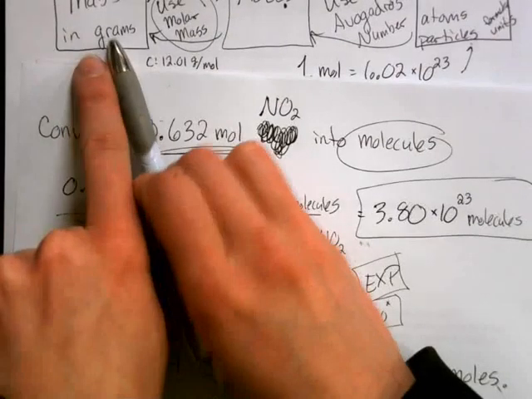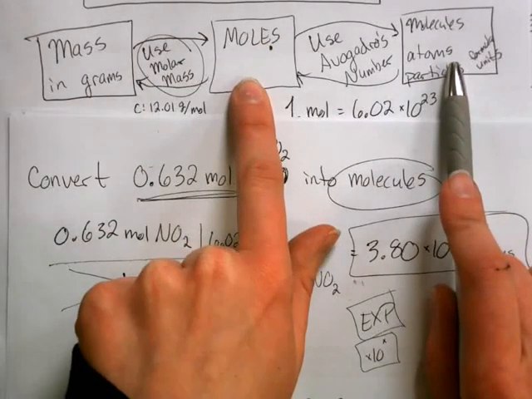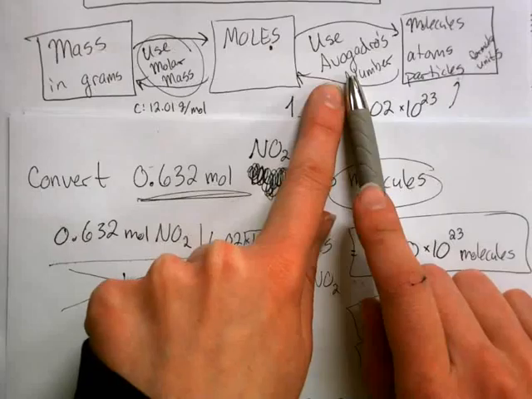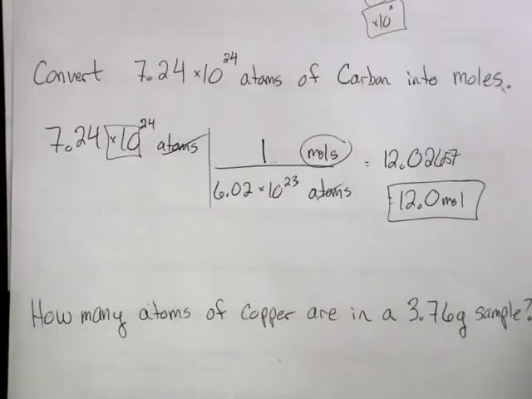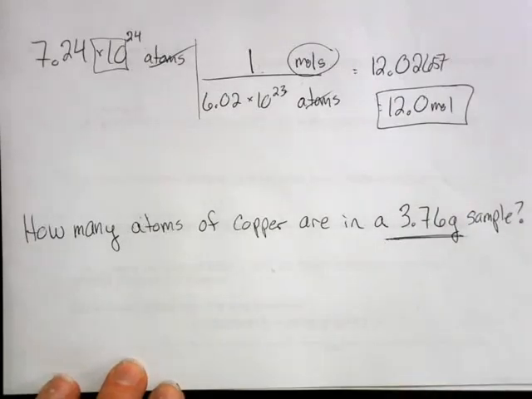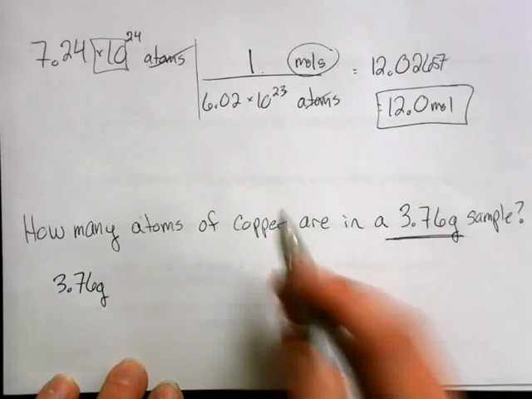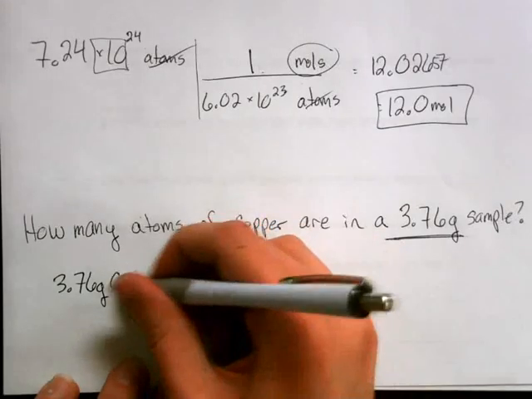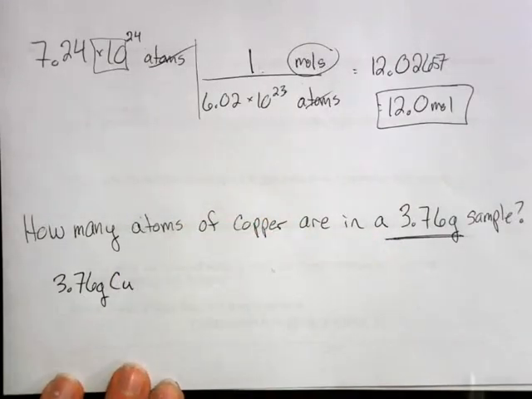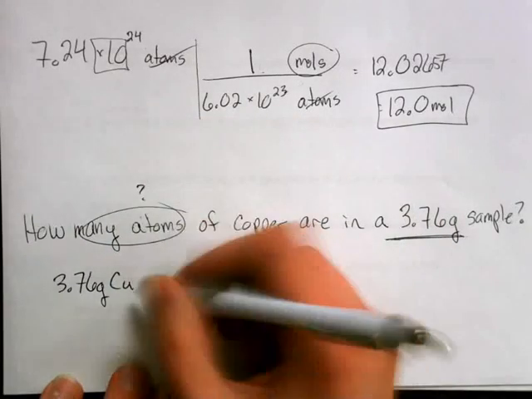Now, let's put all of these conversions together. So we've got this little mole map from our mass to moles, use molar mass. From our moles to molecules or atoms or particles or formula units, we use Avogadro's number. Let's put all of those steps together. For this last problem, how many atoms of copper are in a 3.76 gram sample? This is what I'm starting with, my 3.76 gram sample of copper, which is Cu. I need to get into atoms. How many atoms do I have?